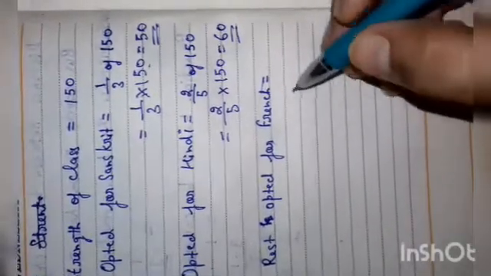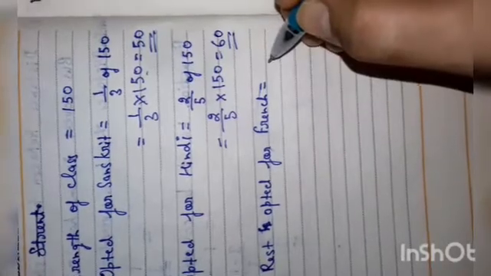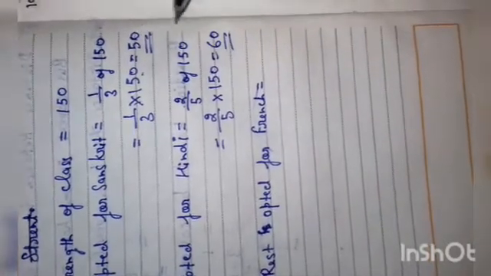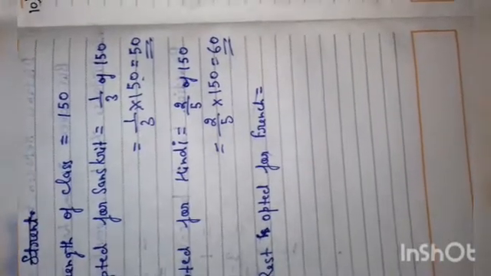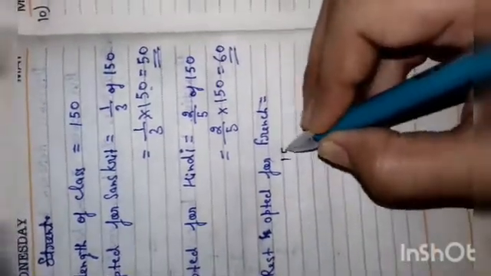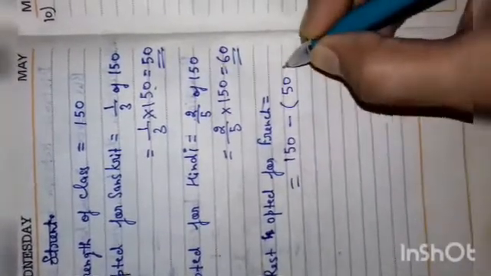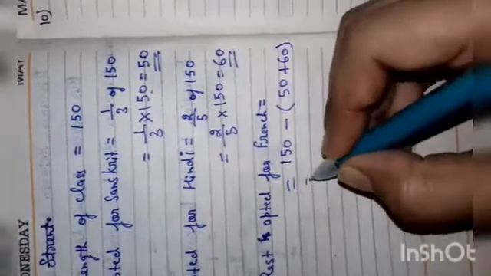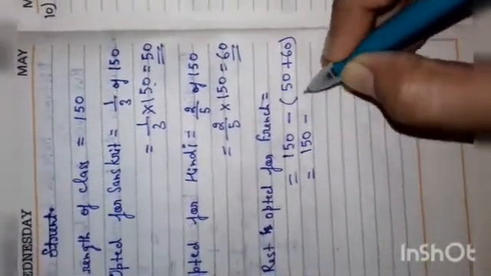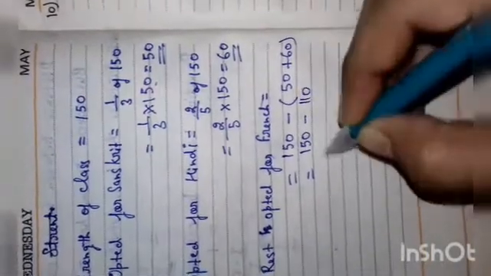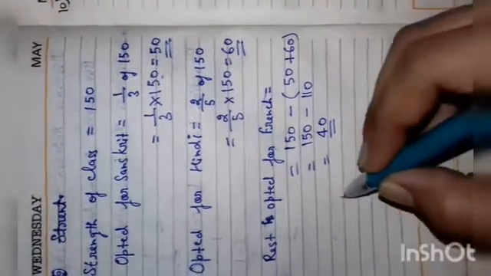So rest opted for French. You can do it in two ways. First add 50 and 60, then this addition subtract from 150, okay. 150 minus 50 plus 60, you get opted students for French, 150 minus 110, 40 opted French.